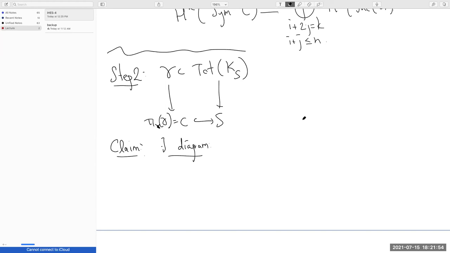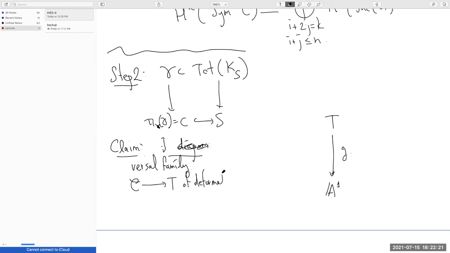So let's see, how do I want to write this? First I'm going to write down T mapping to A^1. So first of all, there exists a versal family of deformations of C. C again is this locally planar curve, which is the image of gamma, and a function on the base, so T maps to A^1, some function g.